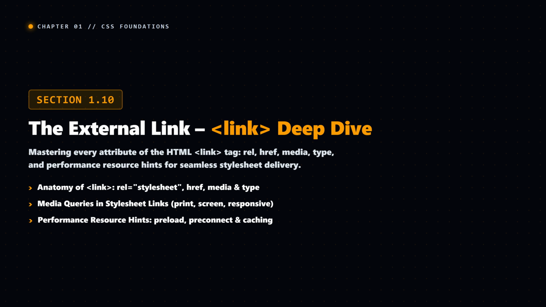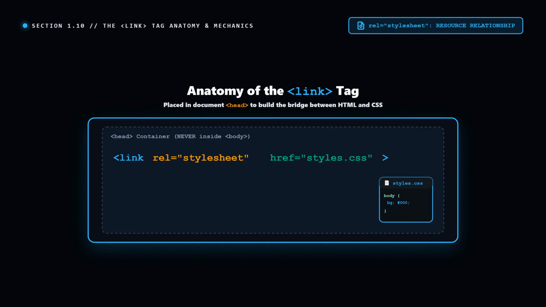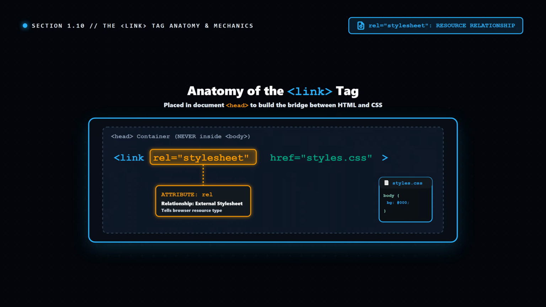Section 1.10. The external link, the link tag deep dive. The link tag is the primary and most powerful way to bring CSS into your HTML. It lives inside the document head, never in the body, and it establishes a relationship between the current page and an external resource. For CSS, that relationship is stylesheet.